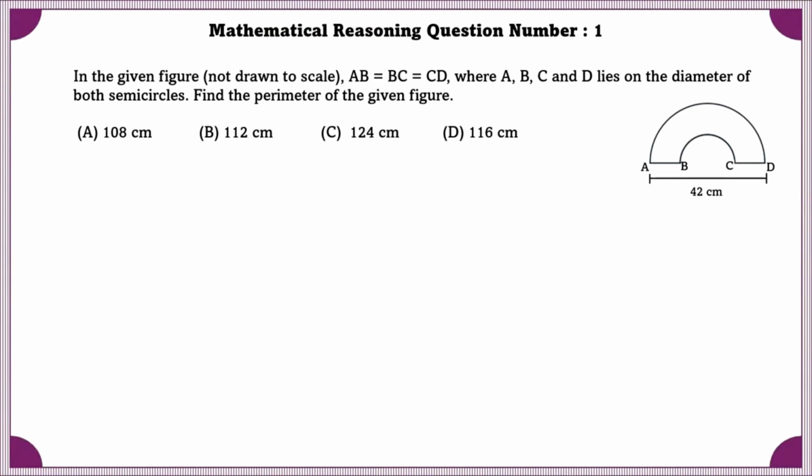In the given figure, not drawn to scale, AB is equal to BC, which is equal to CD, where A, B, C and D lie on the diameter of both semicircles. Find the perimeter of the given figure.